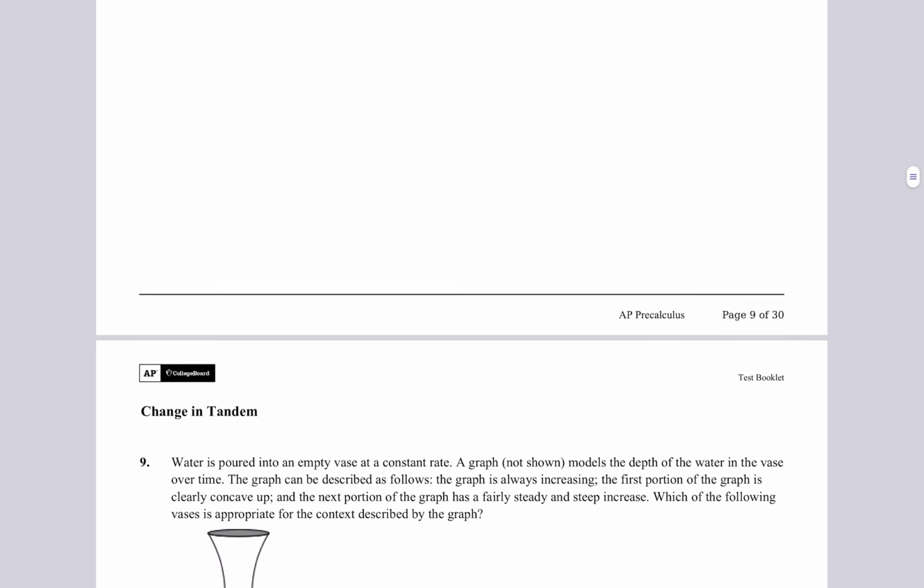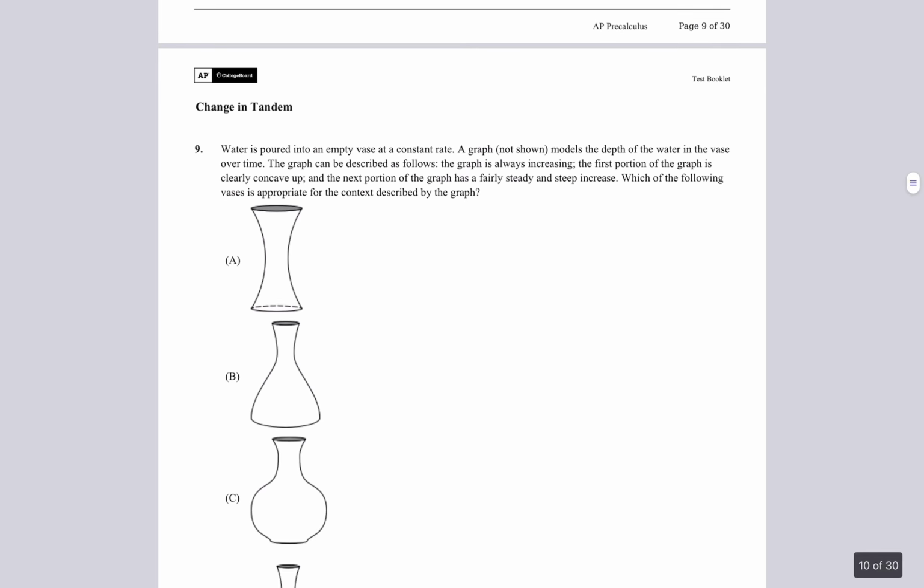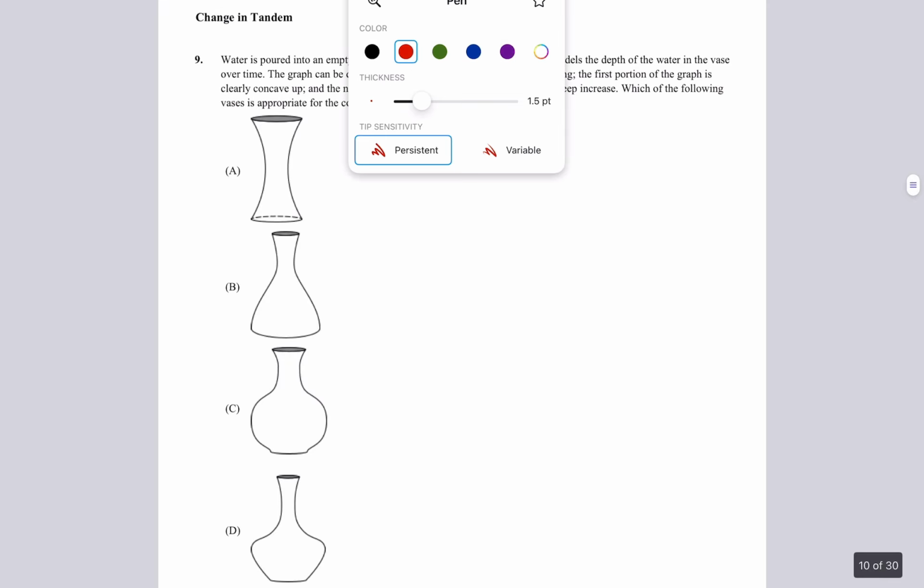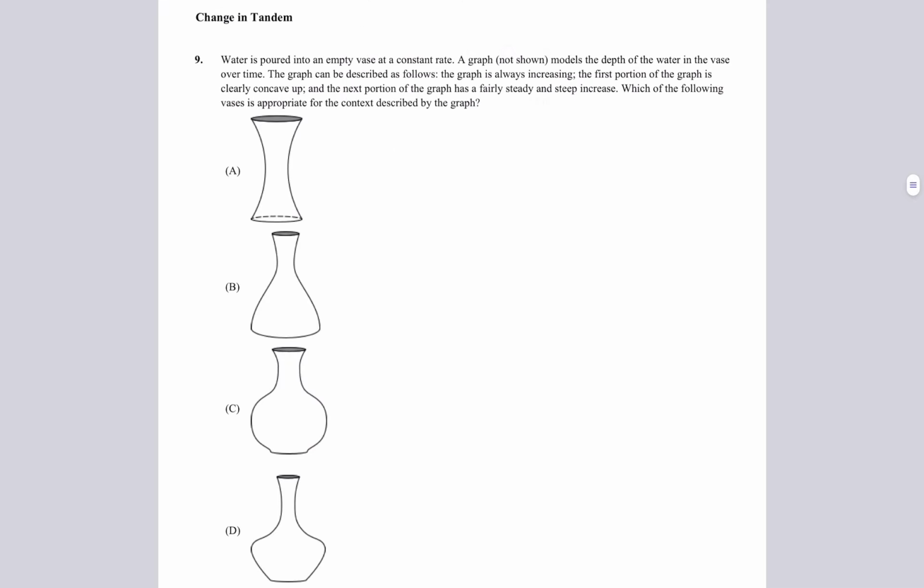Now moving on to question number 9. We have water which is poured into an empty vase at a constant rate. A graph not shown models the depth of the water in the vase over time. The graph can be described as follows. The graph is always increasing. So the graph is always increasing. It could be increasing like this, or it could be increasing like this, right?